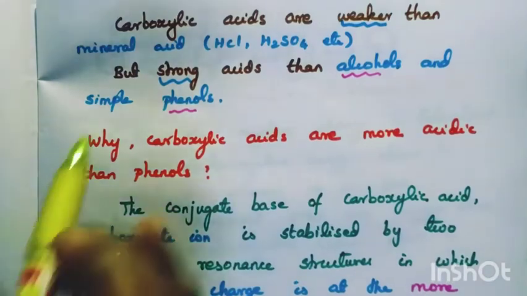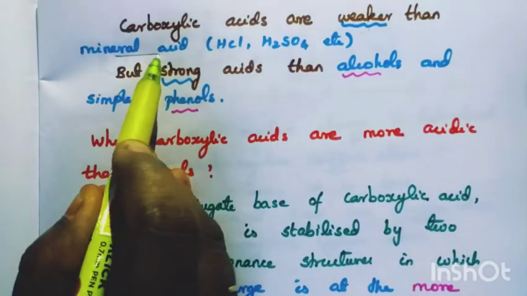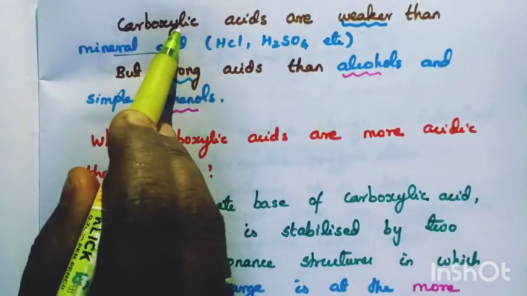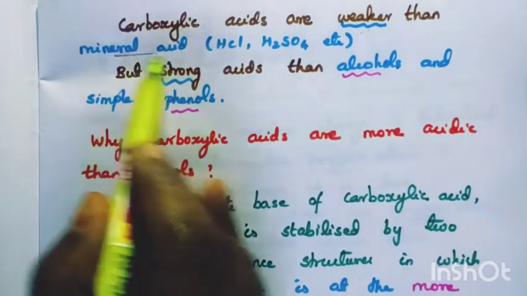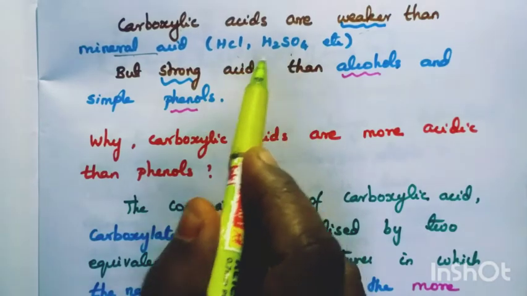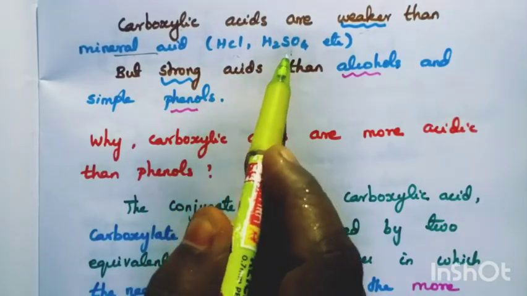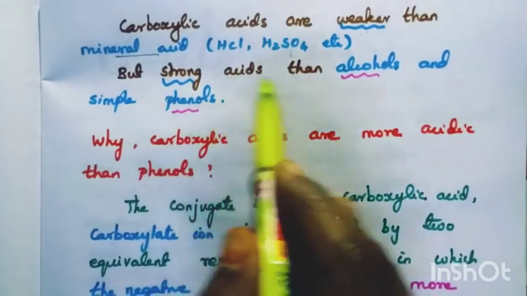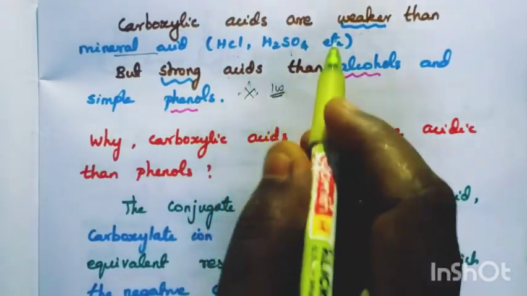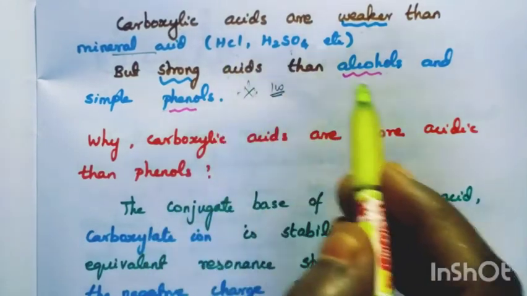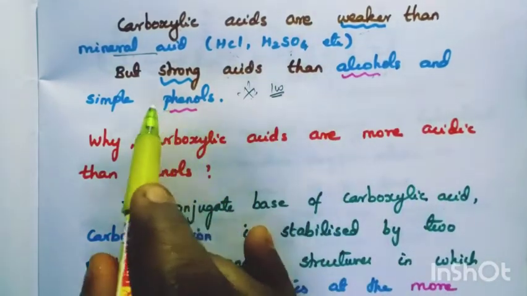The carboxylic acids are weaker than mineral acids. Even though it is a strong acid, it is weaker than mineral acids, that is inorganic acids like HCl and H2SO4, hydrochloric acid and sulfuric acid. But it is a stronger acid than alcohols and phenols. 1 mark: weaker than mineral acid, but stronger than alcohols and phenols.